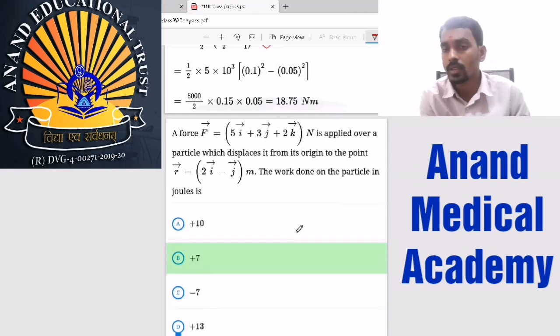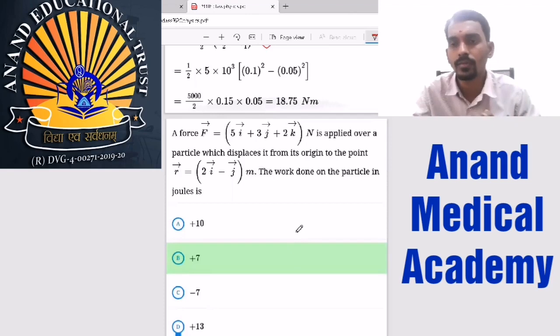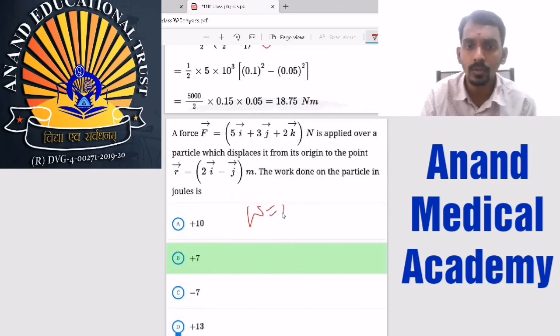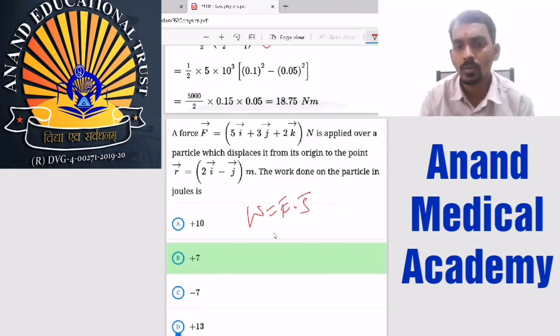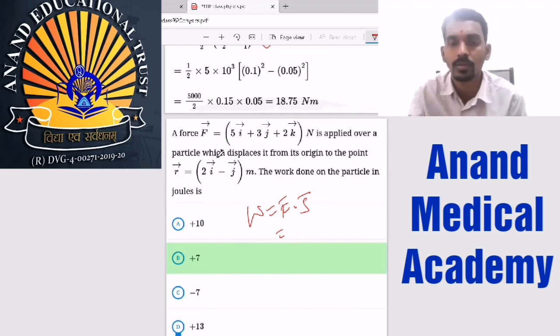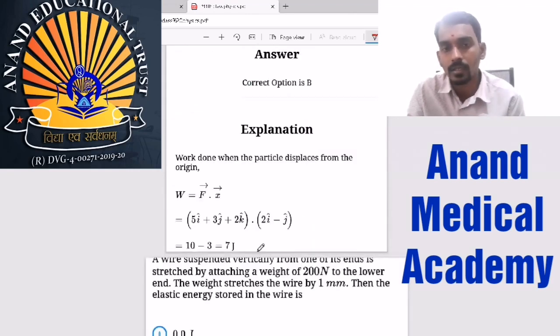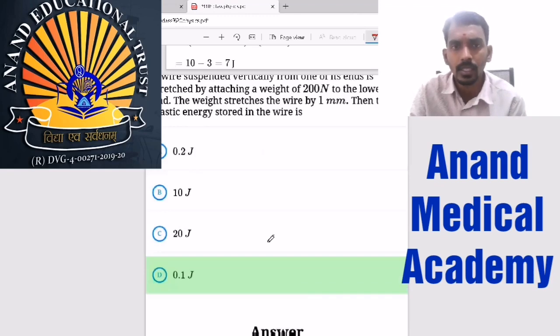Now one more important thing in work energy power: work done by a constant force. They may give force and position in vector form. Then how do you take the work done? Work done equals F bar dot S bar, force into displacement, meaning scalar product. So I coefficient into I coefficient, J coefficient into J coefficient, plus K coefficient into K coefficient. So that is one of the easy and important ones. Many times they asked. So it is a simple solution, but you should know the scalar and vector product for such questions.